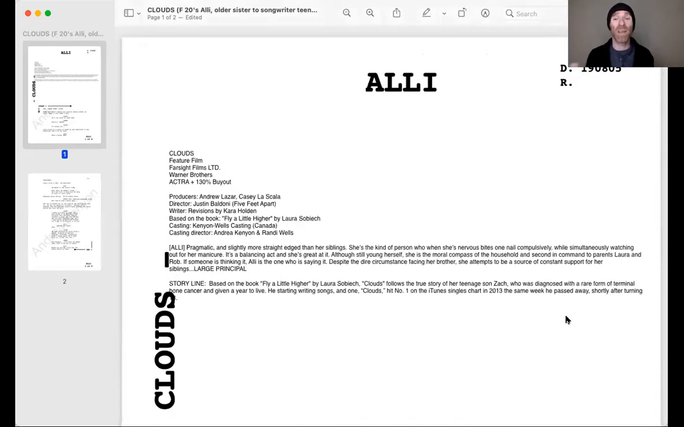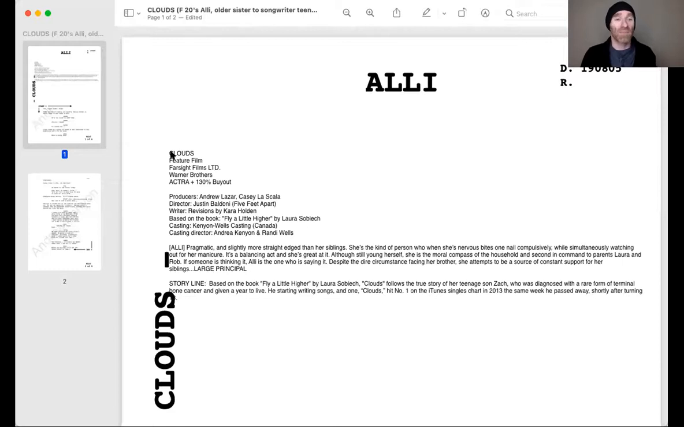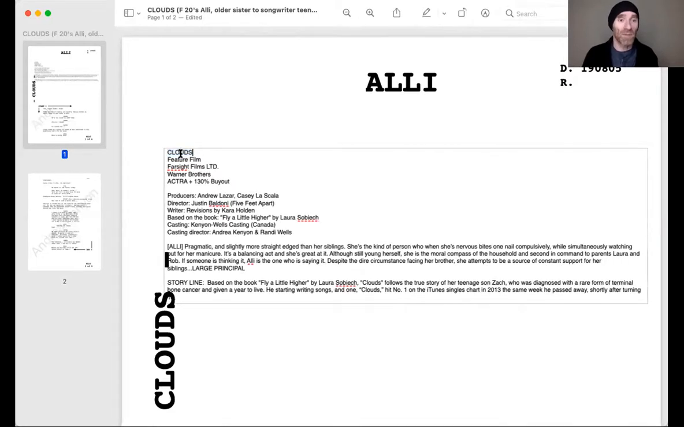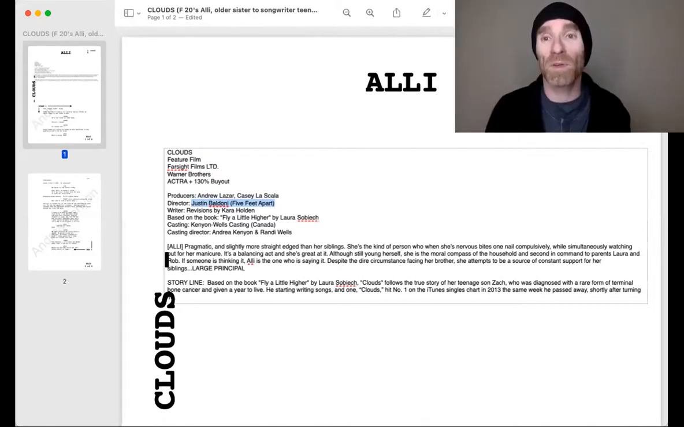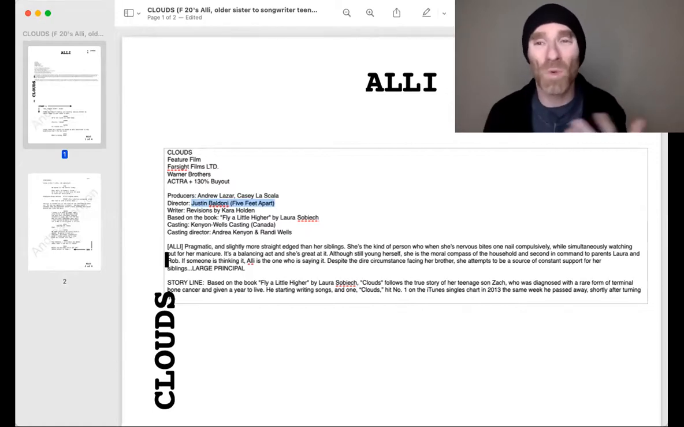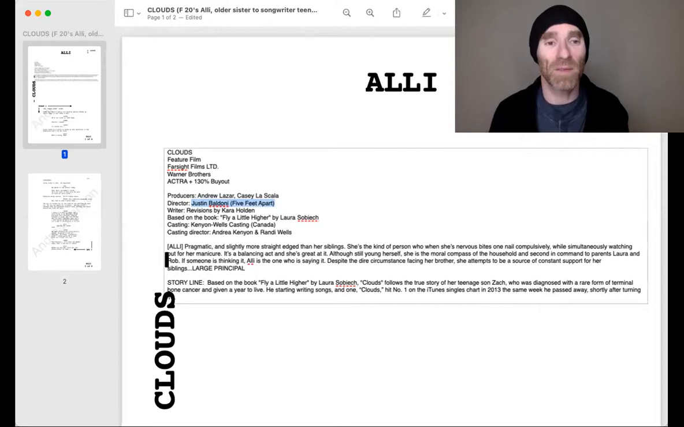So when your talent agent sends you a breakdown, it'll have a little more detail than this, but I will show you what we've got. I just cut and pasted the parts that were relevant. Clouds, feature film, Farsight Films Limited, Warner Brothers, the producers, the director, and in this case, it's interesting. They've listed the last movie by this director. Sometimes when you look up a director on IMDb, you have to go look at all of their past movies to figure out which one they feel is relevant here.